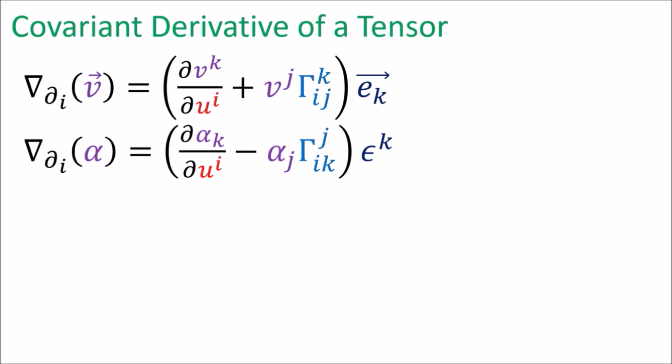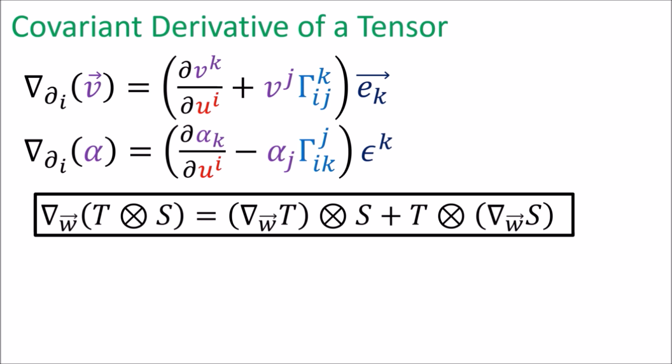Now, in addition to vectors and covectors, we can also define the covariant derivative of a general tensor field if we just declare this property here to be true, where the covariant derivative of a tensor product can be expanded out using another version of the product rule, where we get a sum of tensor products, where the first term has the first factor differentiated, and the second term has the second factor differentiated.